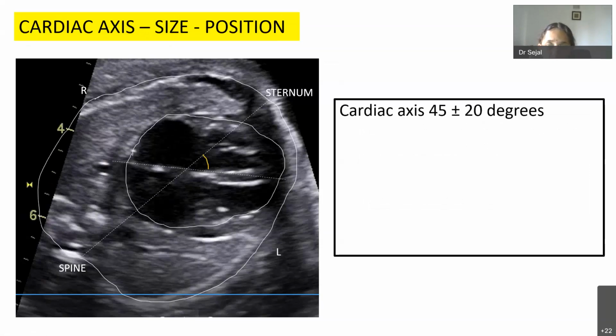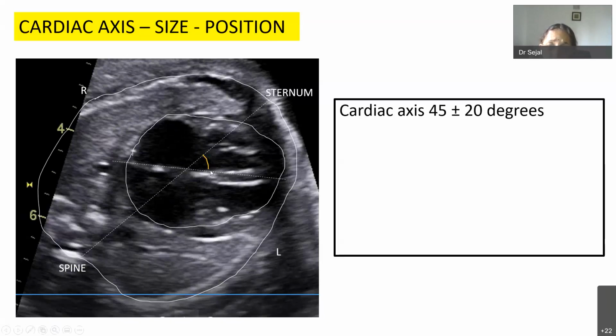Now, how do I decide my cardiac axis? So this is spine and this is sternum. There are two imaginary lines which we need to draw. One is connecting the spine to the sternum and second is passing through the interatrial septum and interventricular septum. In fetal life, you can actually connect the IAS and IVS in a straight line. This is what is going to give me an angle, and normally it is around 45 degrees plus or minus 20 degrees.